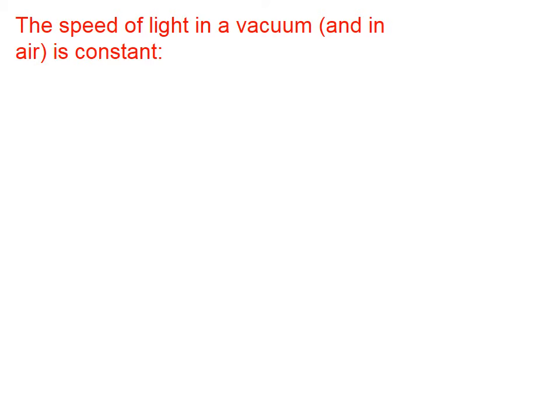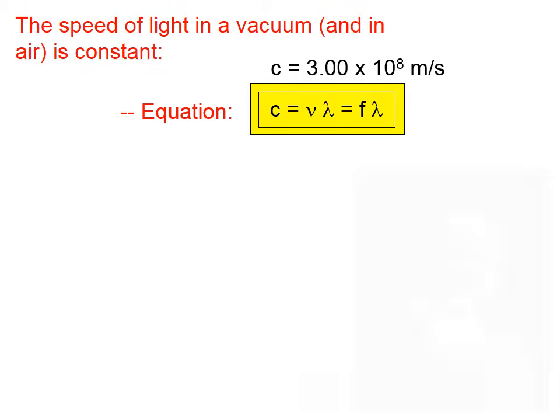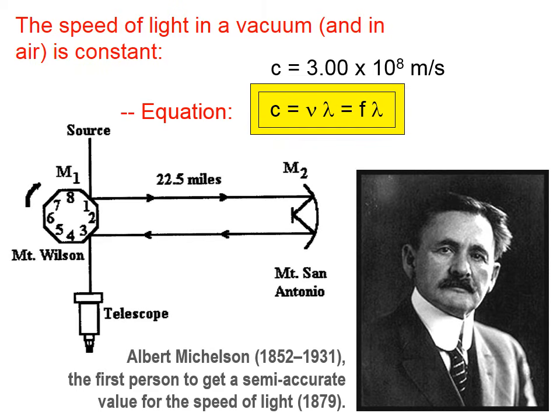The speed of light in a vacuum and in air is constant, and there's its value, 3.00 times 10 to the 8th meters per second, or 300,000 kilometers per second, or 186,000 miles per second. The equation that relates the speed of light, which I prefer to symbolize the frequency with a little f, because that helps me easily remember that it stands for frequency.